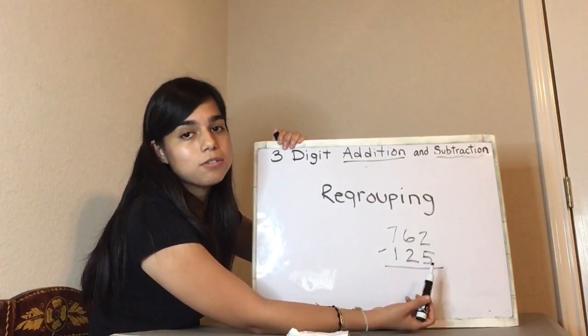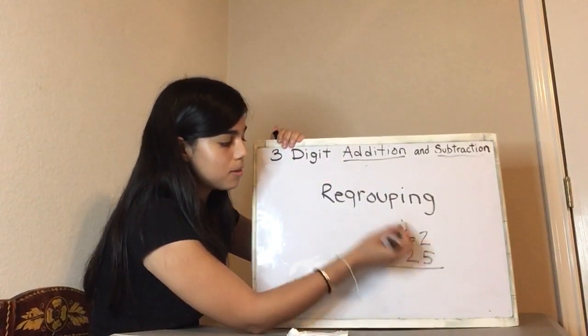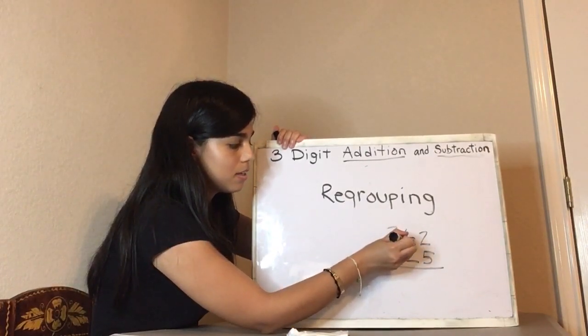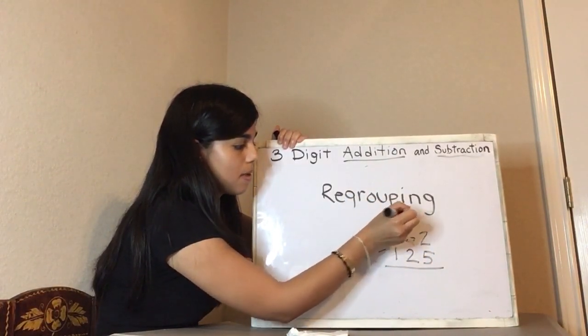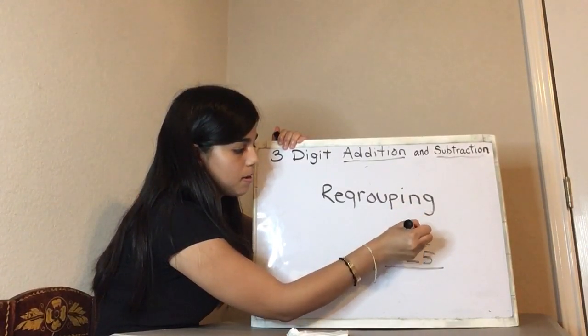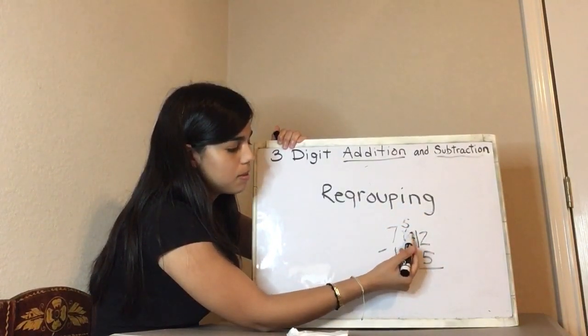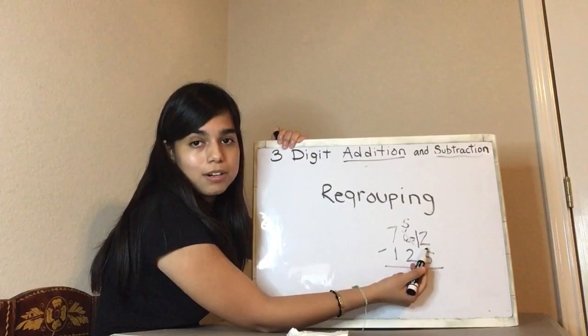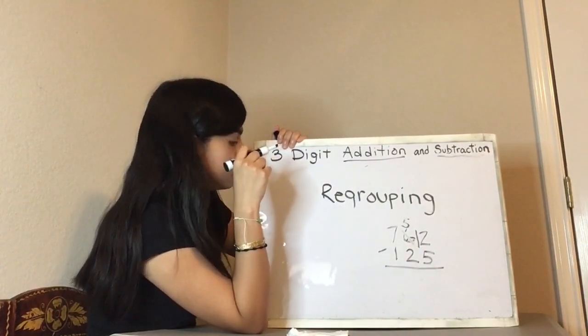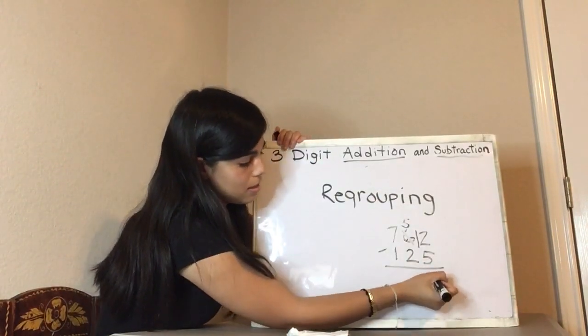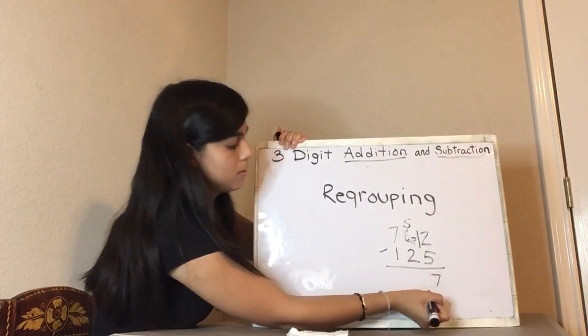That means you have to borrow from the neighbor. So you go to the next door neighbor, the 6. You take 1 from there, that becomes a 5. And then the 2 becomes a 12. You put the 1 that you took from the 6 in front of this number. So it's a 12 minus 5. Can you do that now? Yes, this is a 7.